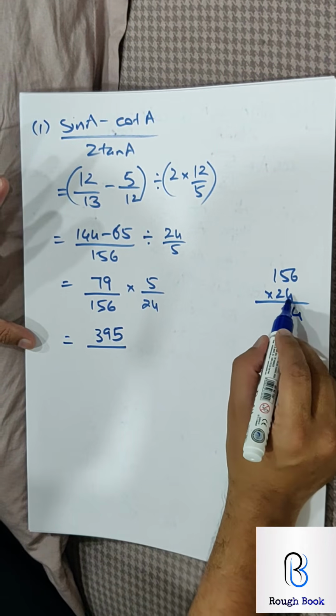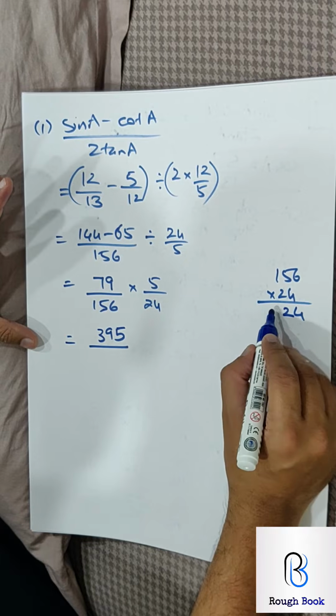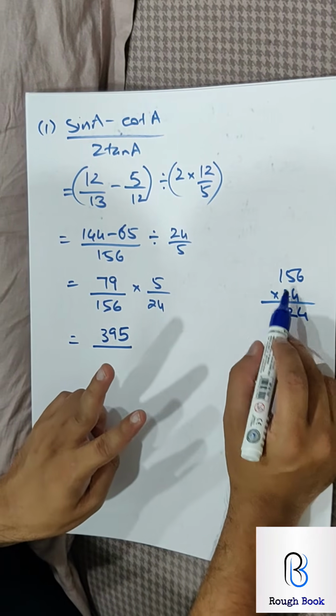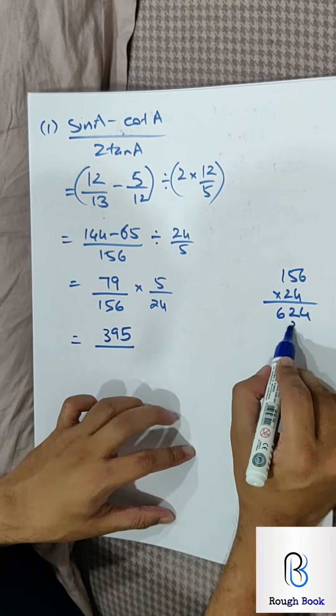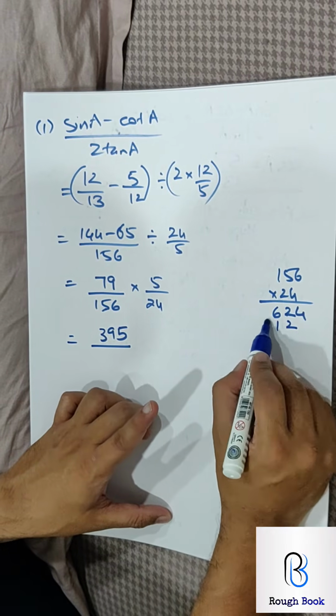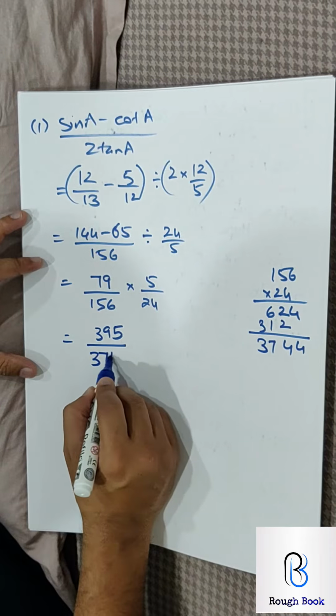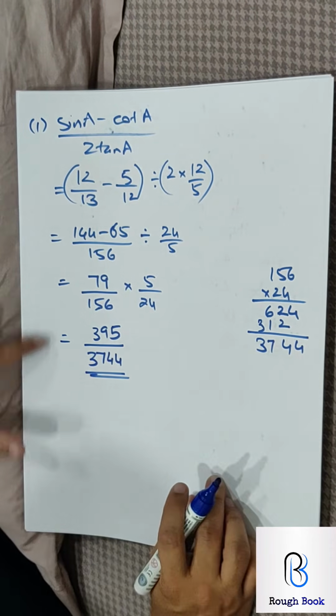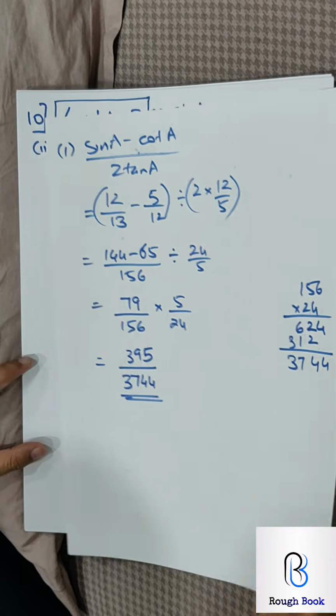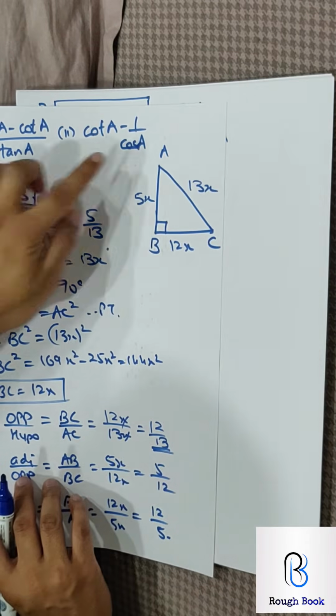Multiplying it out carefully, I get 3, 7, 4, 4 as my answer to this part. And now we are still left with one more part, cot A minus cos A.